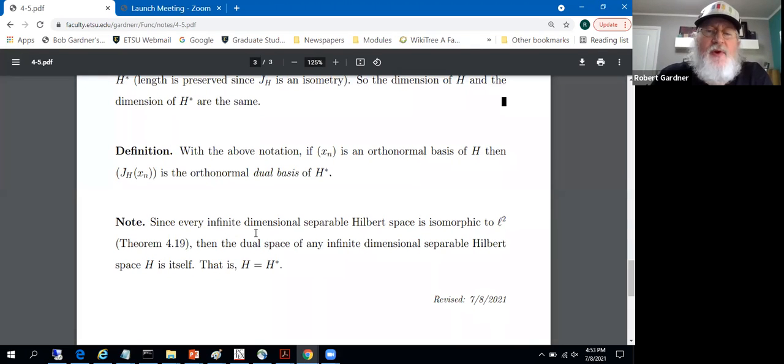Now, we know every infinite dimensional separable Hilbert space is isomorphic to L2. That's Premislaw's result, what I call the fundamental theorem of infinite dimensional vector spaces, with a lot of detail. The separability certainly plays a role. Then the dual space of any infinite dimensional separable Hilbert space is that space itself, because all these spaces are isomorphic. And we get H equals H star. H is said to be self-dual in that event.